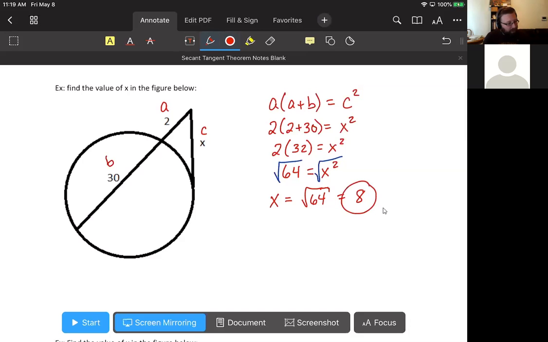Grab a screenshot if you want one. We're going to go on and do another example. There's basically 2 forms of this problem. This is form 1. Well, 2 forms we're going to discuss, 3 forms total.